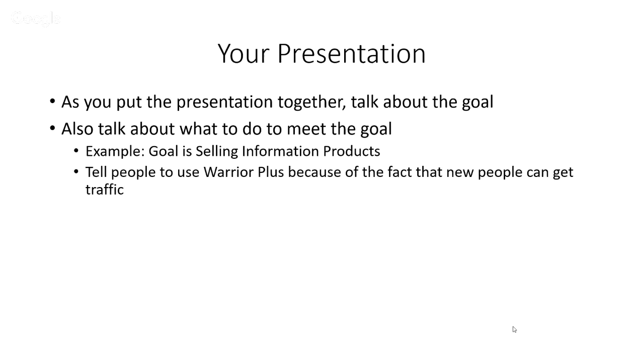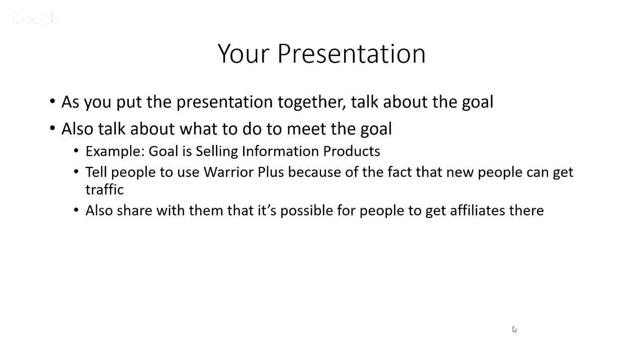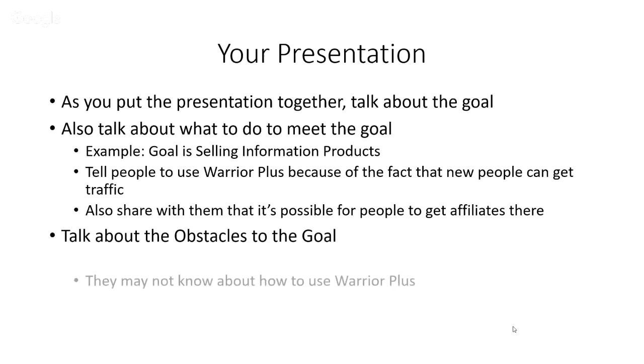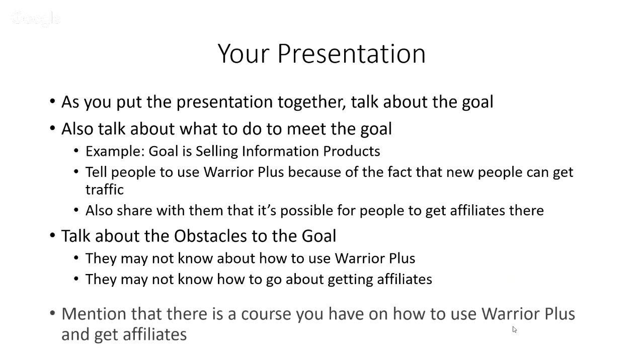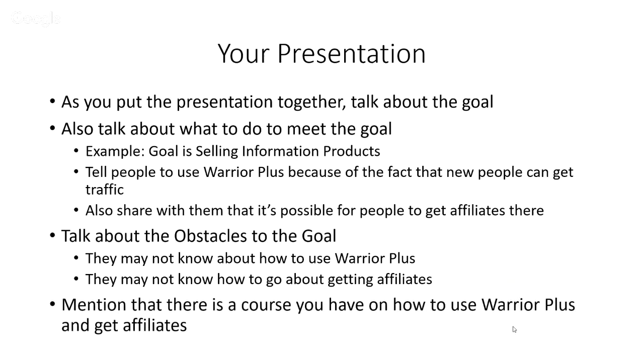Let's say that in that session, you're going to tell people to use Warrior Plus, because new people can get traffic there. You're also going to share that new people can get affiliates there. And then what's the obstacle to that goal? The obstacle is they may not know how to use Warrior Plus, or how to go about getting affiliates. Then you're going to mention that you have a course on how to use Warrior Plus to get affiliates. That's where you take our PLR video course that you've added a bonus to, and you sell that course and continue to mention it, so they can learn how to reach the goal you just talked about in your presentation.